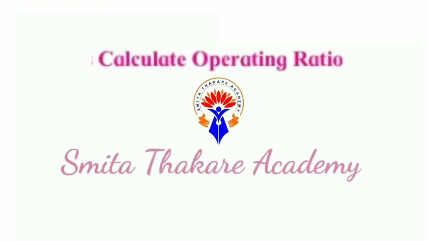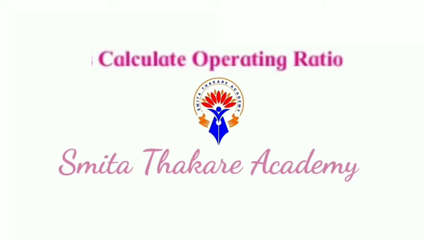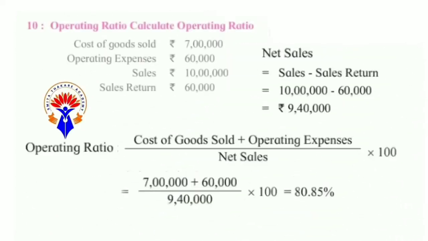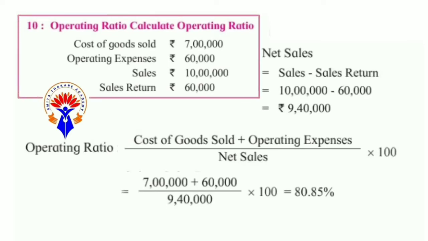Today's session we are going to see operating ratio. Page number 369, problem number 10. Cost of goods sold 7 lakh, operating expenses 60,000, sales 10 lakhs, sales return 60,000.